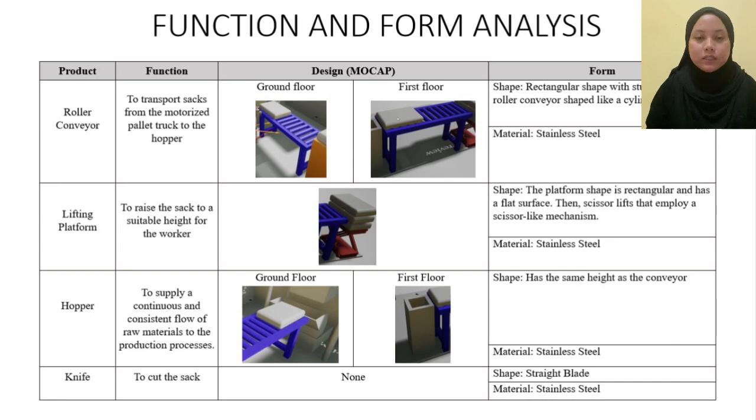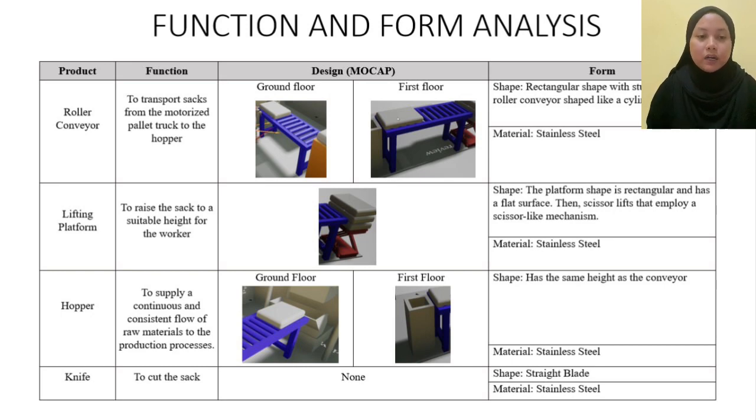The form is a rectangular shape with a sturdy frame, and the rollers are shaped like cylindrical tubes. The function of the lifting platform is to raise the sack to a suitable height for the worker, and the platform shape is rectangular with a flat surface. Then the scissor lift employs a scissor-like mechanism. Then the knife is to cut the sacks. The form must be a straight blade.